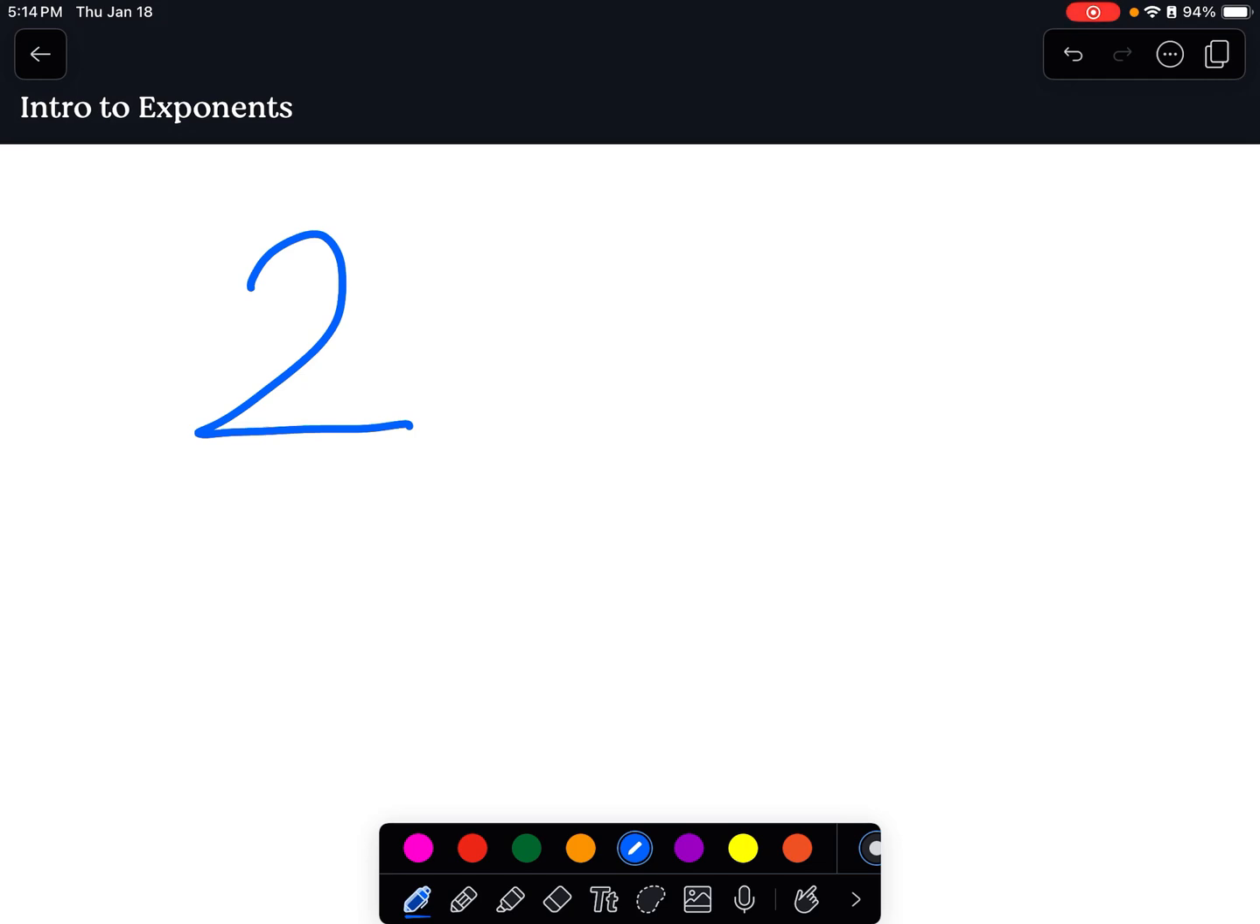Have you ever seen a number and then up top to the right, there might be another number that's kind of a little smaller? Have you ever wondered what that number is? Well, my friends, that number is called an exponent. And what is an exponent, you might be asking yourself right now? An exponent tells you how many times to multiply a number by itself.